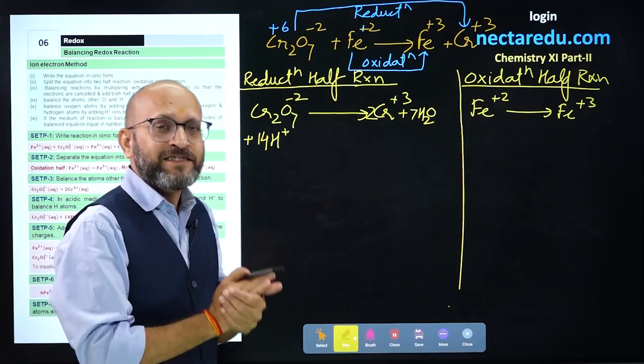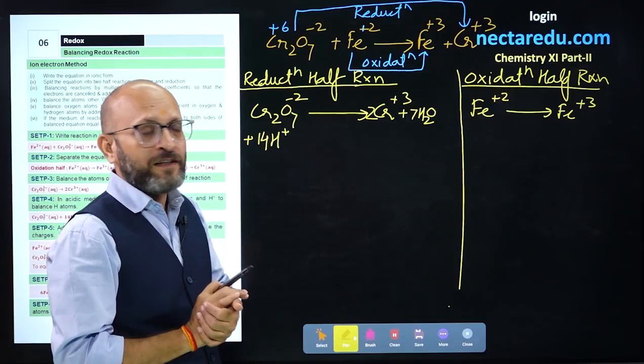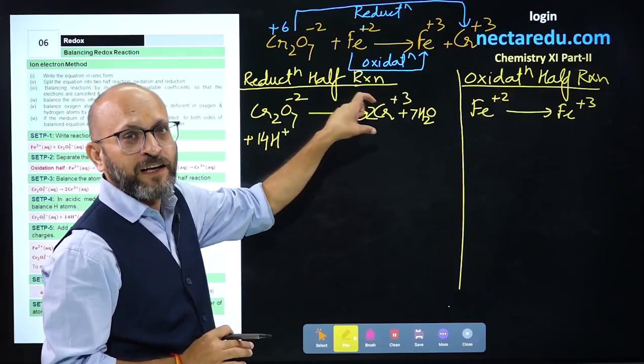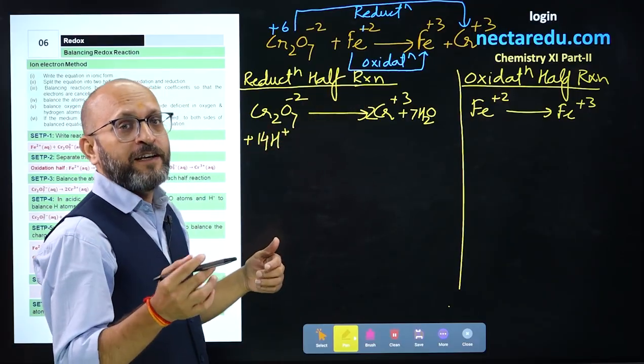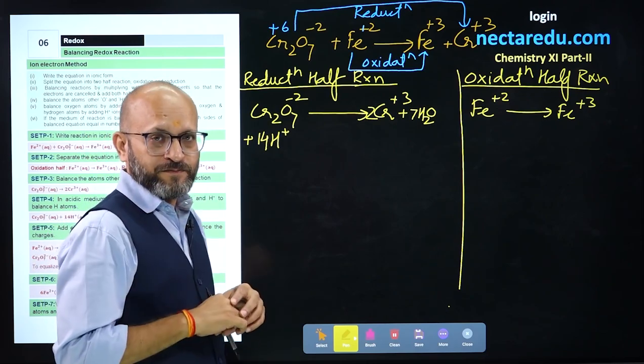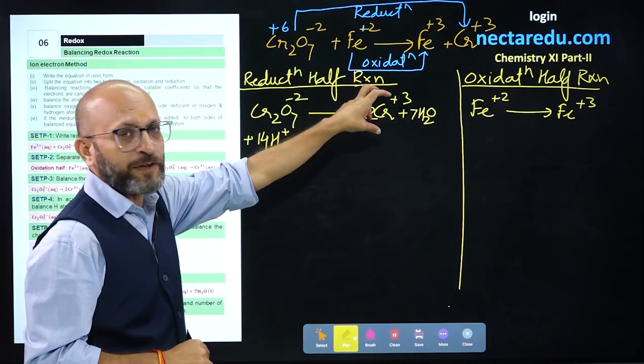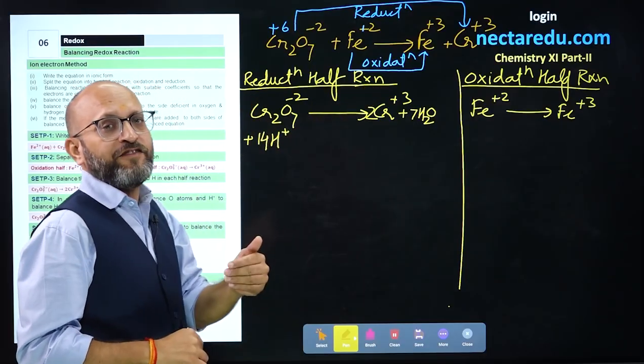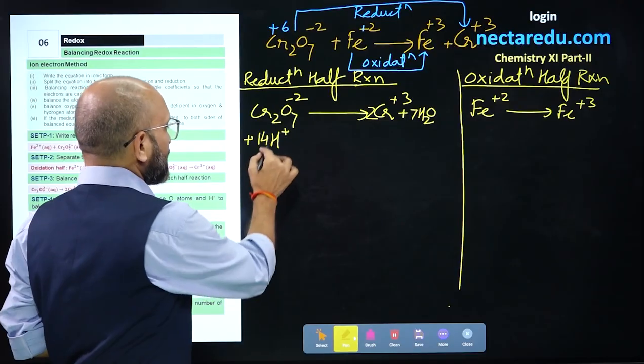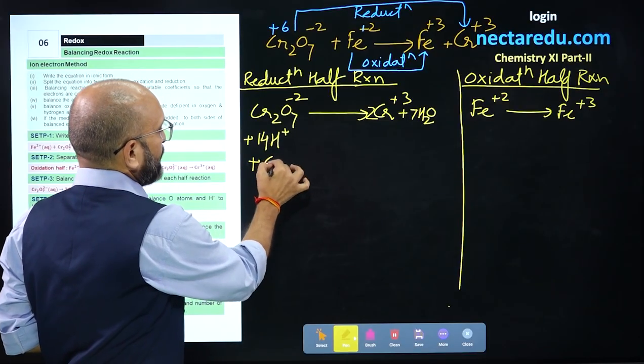Now we will be balancing charge by adding electrons. 12 plus and 6 plus, so we need to add electrons. Each electron has a charge of -1. 12 plus is this side, 6 plus this side. So I think you will agree with me that we should add 6 electrons on this side.